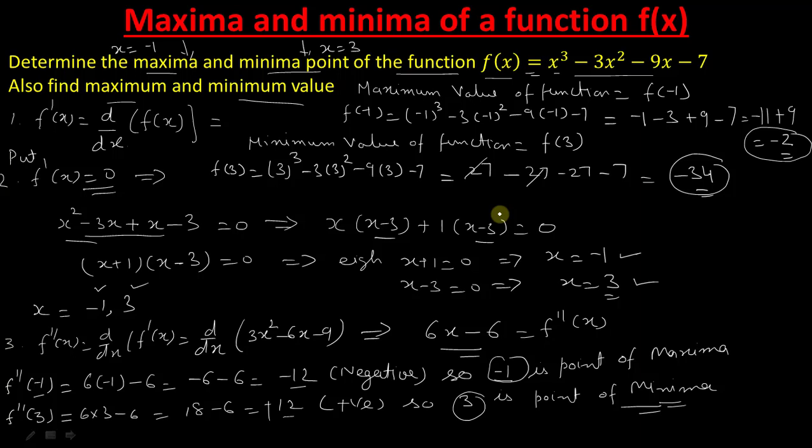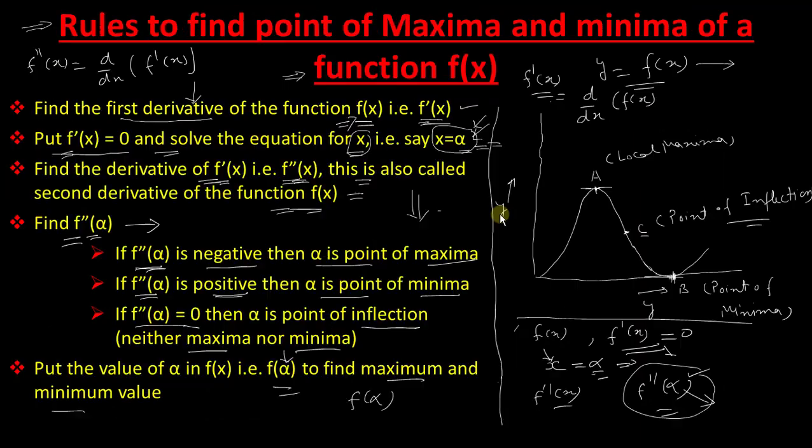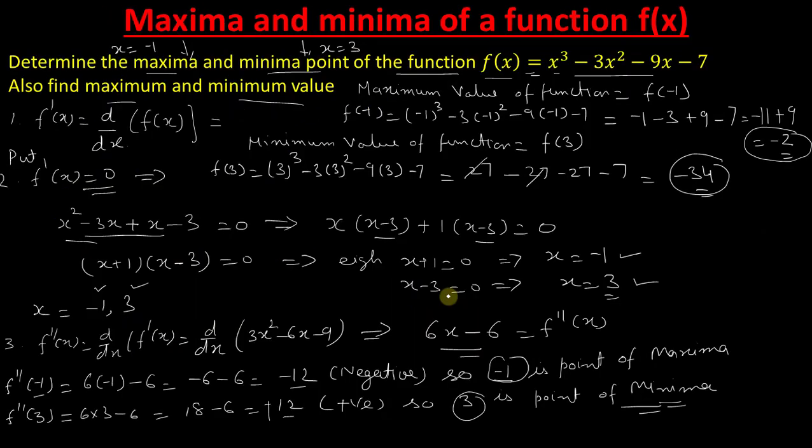So it is very easy. I once again say, you just need to be aware of this methodology. First find the first derivative, put it to 0, calculate the value of x. After getting values of x, find the double derivative, put the value of x in the double derivative. If it is negative, then it is a point of maxima. If the second derivative is positive, it is a point of minima. And after getting the point of maxima and point of minima, put those values in the function to get the maximum and minimum value of a function. So that was quite easy.